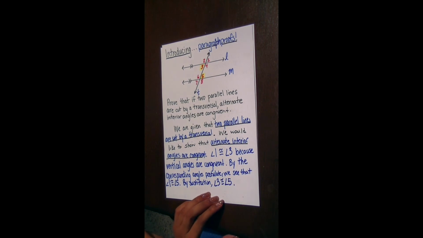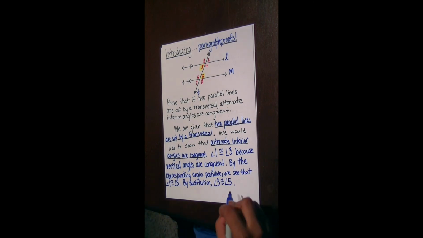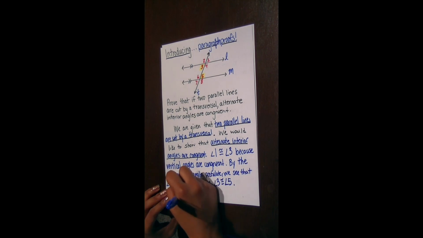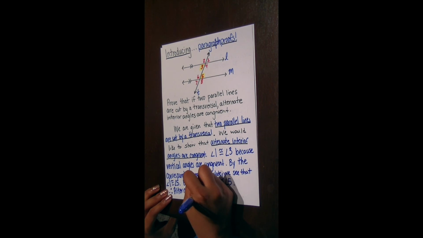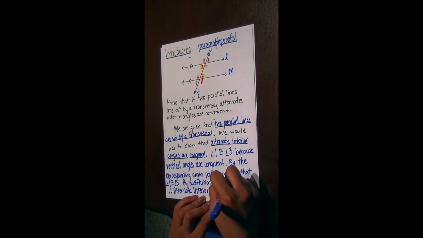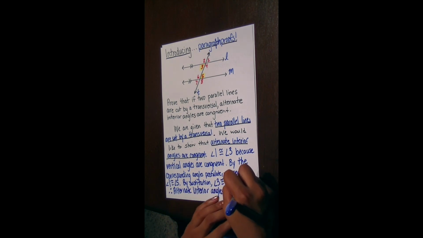Similarly, we could show that angle 4 is congruent to angle 6. Here's some math notation for you. This means therefore, alternate interior angles are congruent.